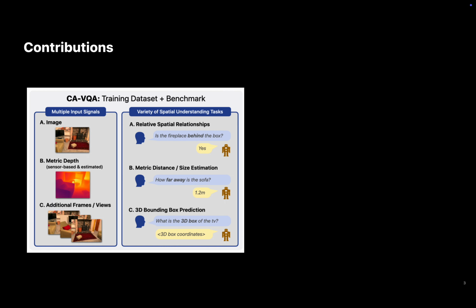Then we also cover different spatial understanding tasks, including relative spatial relationships. For example, is object A behind object B, similar to what you saw before for CV-Bench, but then also more complex tasks such as metric object distance and size estimation. For example, how far away is the sofa? Then the answer is 1.2 meters in metric units. And then ultimately also 3D bounding box prediction, so estimating the 3D box of a certain object in 3D space.